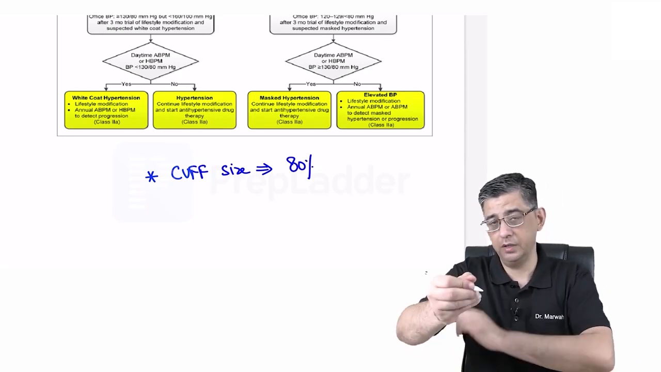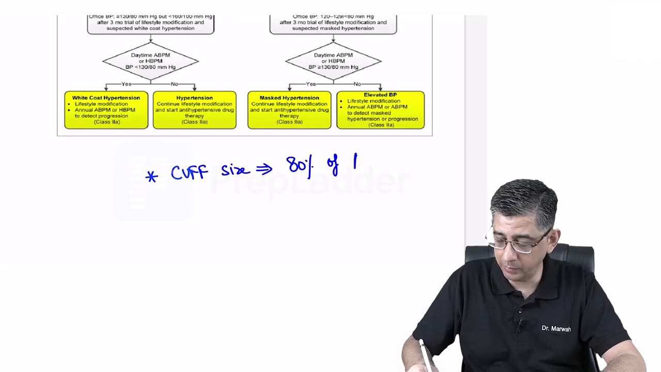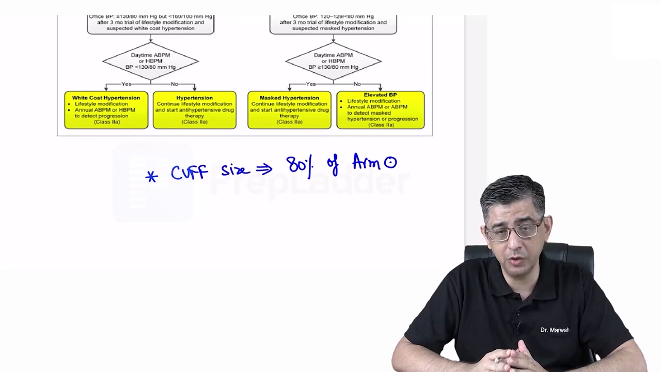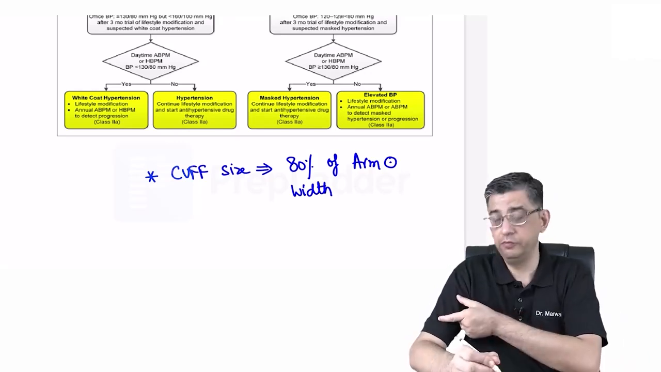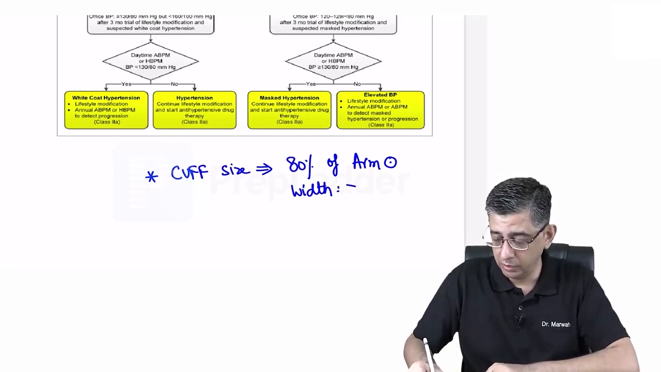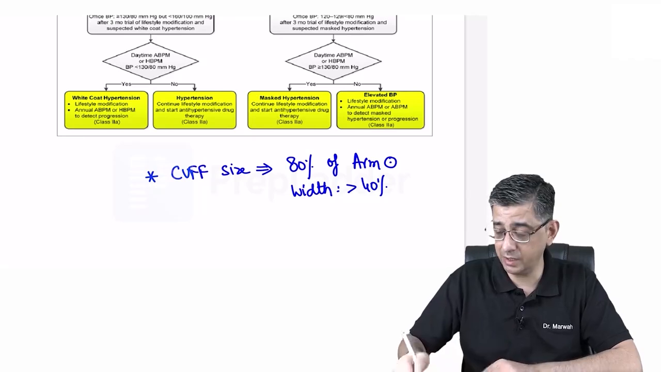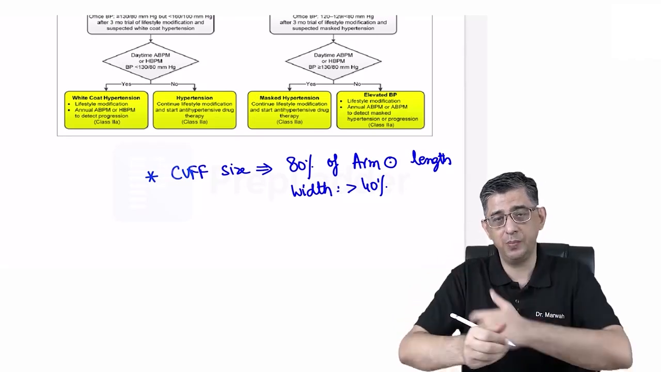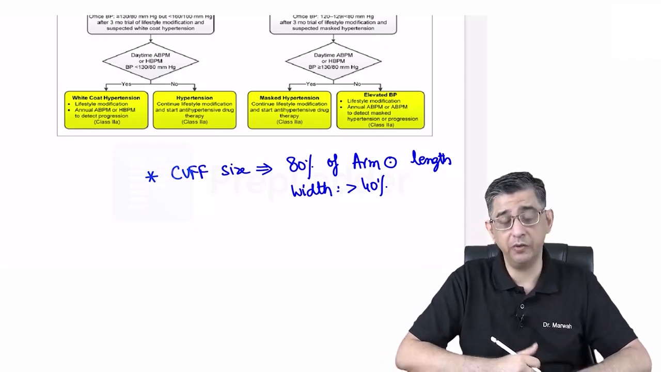The cuff should be covering, at least I'm talking about the length that it should be covering, 80% of the arm circumference. I'm not talking about arm length, I'm not talking about shoulder to elbow, I'm talking about the arm circumference. 80% of this should definitely be covered. And then you can also talk about the width of the bladder. The width of the BP cuff bladder should be at least more than 40% of the arm circumference. So remember 2 aspects that I've said. One is the length that it should be covering. In circumferential perspective, that's going to be 80%. The width of the bladder should be approximately 40%.